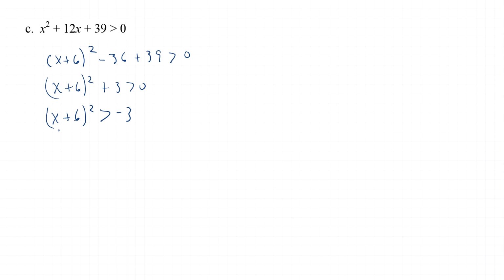Well, there's a couple things you can look at. Because this is squared, this number in here is always going to be a positive number. So it's always going to be greater than negative 3. And we can't solve it because when you go to solve it, we get an imaginary number.